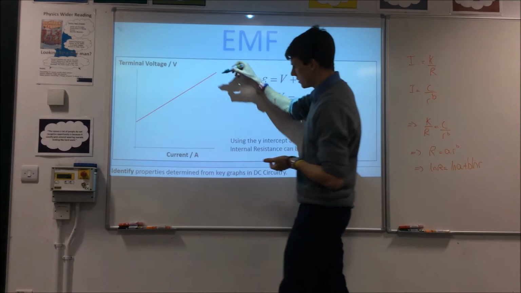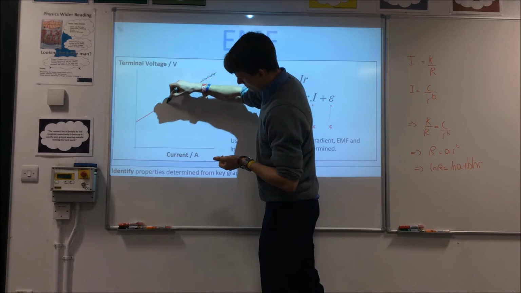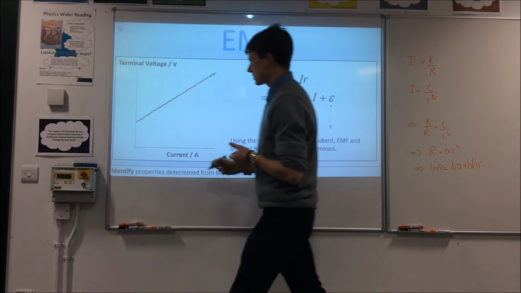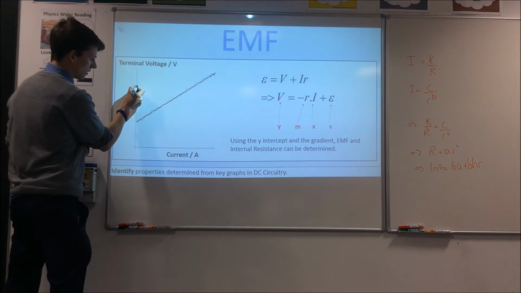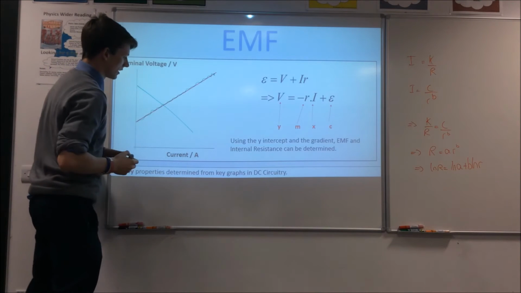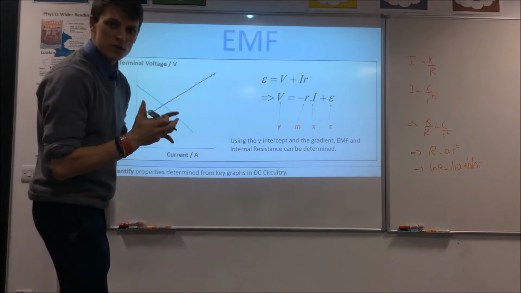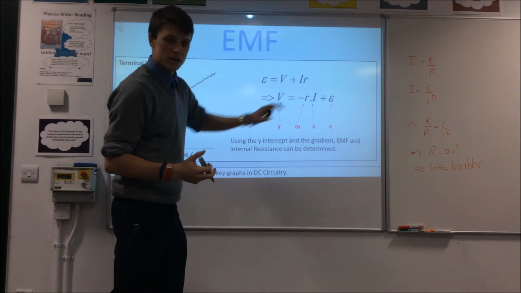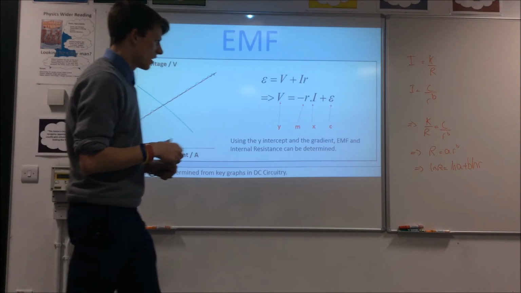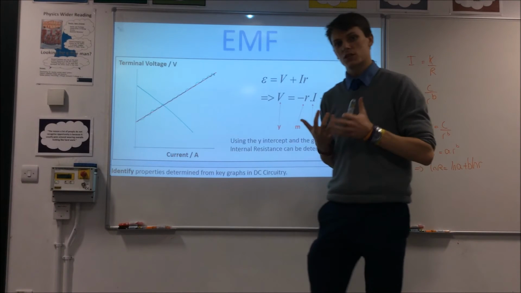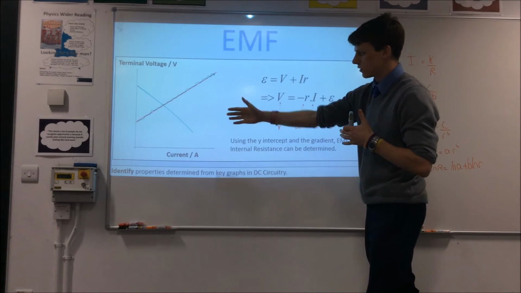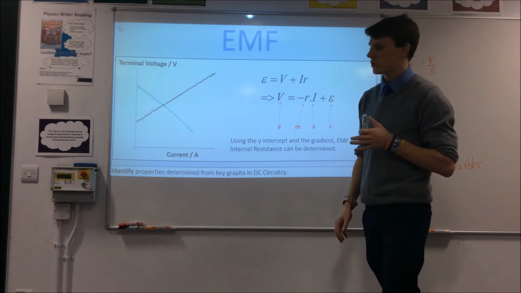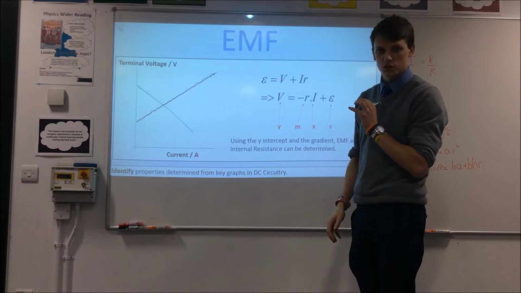So actually the graph wouldn't look like this at all. What the graph looks like is something a bit like this. It should be a straight line with a negative gradient, because the gradient is equal to minus the internal resistance, and the internal resistance should be a positive value. So your graph should look like the green line I've drawn in there, not the original line of your graph.